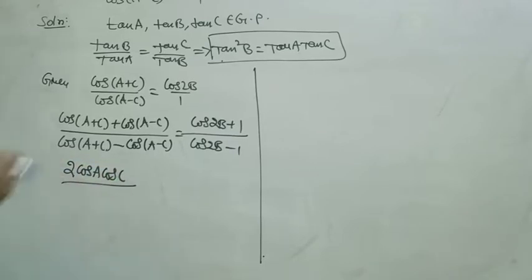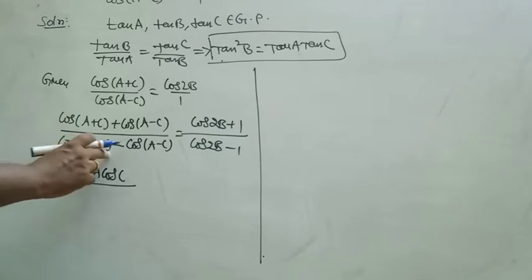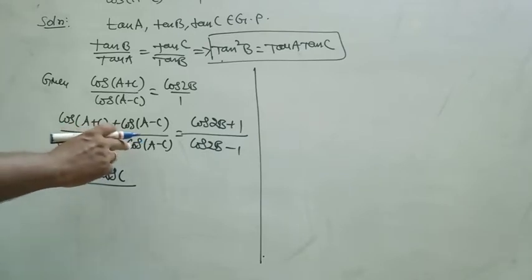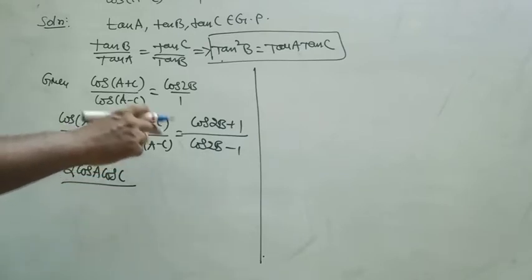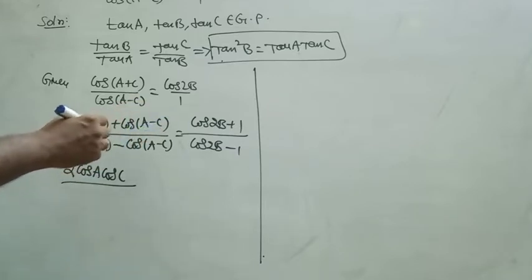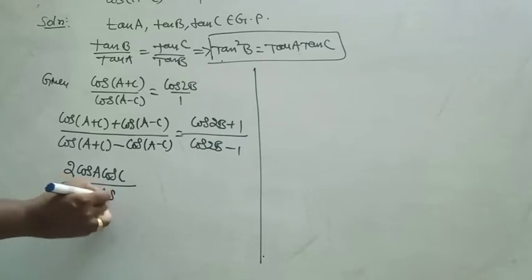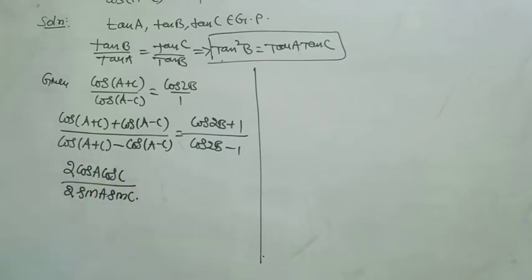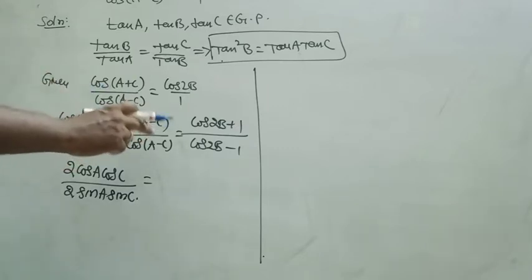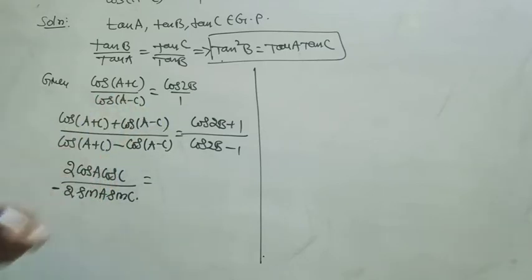Whole thing divided by, here also, cos a cos c minus sin a sin c minus of cos a cos c plus sin a sin c. Cos a cos c will be cancelled and you are going to have minus 2 sin a sin c, like this, right? Cos (a plus c) is cos a cos c minus sin a sin c, and cos (a minus c) is cos a cos c plus sin a sin c, then minus cos a cos c. Here you are going to get minus 2 sin a sin c.